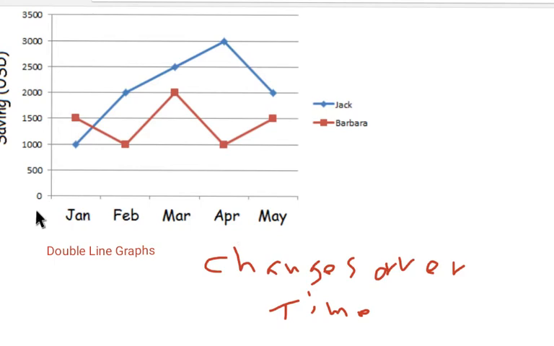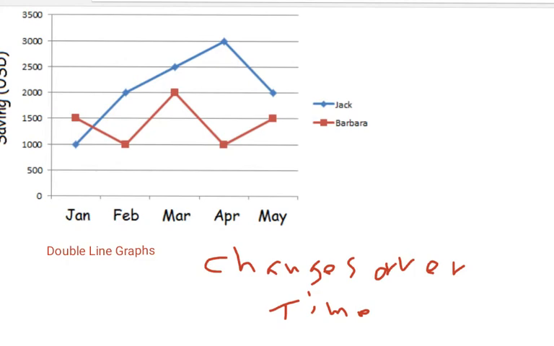Then there's typically some sort of number up here. The title of this got cut off, but it was the amount of earnings that Barbara and Jack had in the month of January. Jack is in blue, and you have to have some kind of key to show what the blue line represents and what the red line represents. Red is Barbara's salary in January. You go up here and see the January results, then go over to see what number. Jack was $1,000 and Barbara was $1,500.